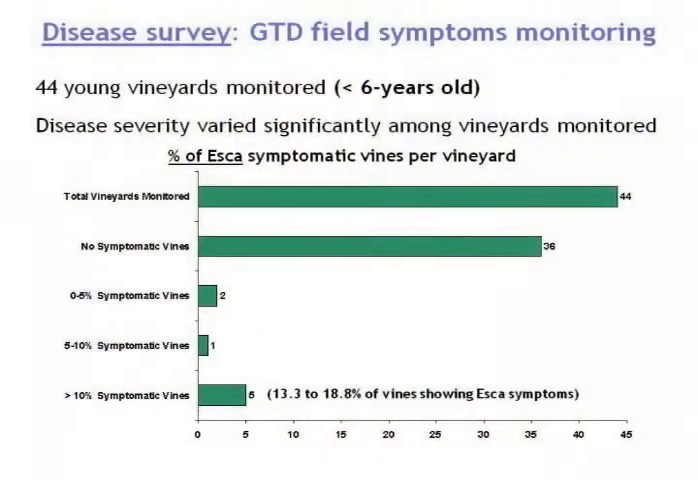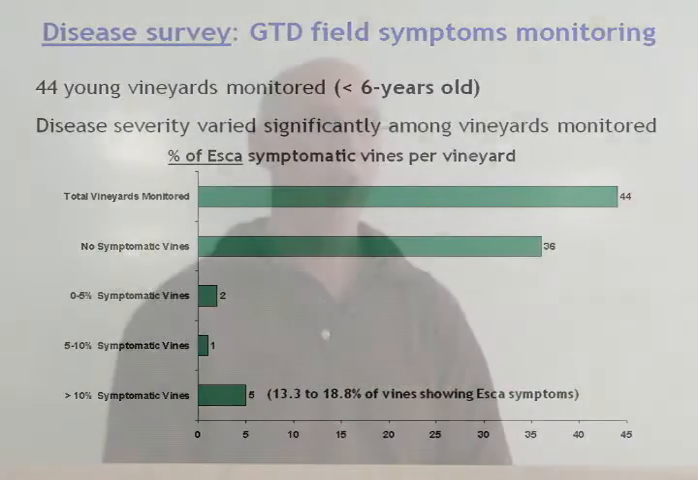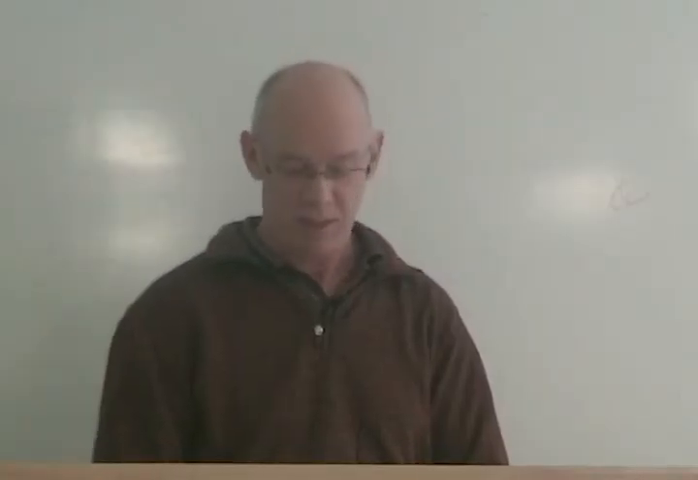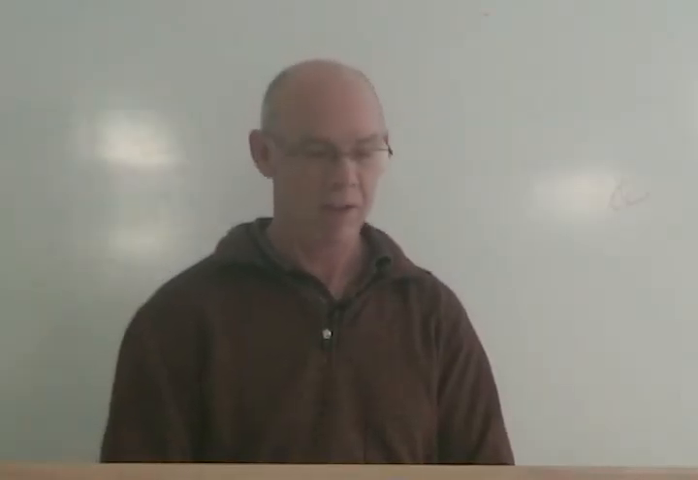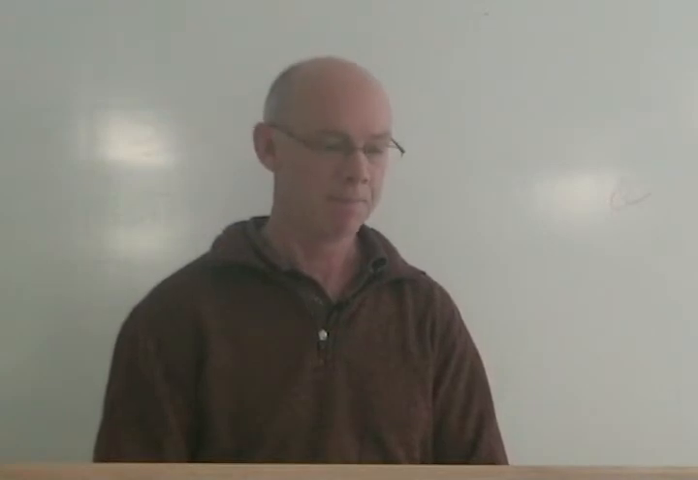If we look at, again, the same 44 young vineyards, but at ESCA symptoms, we see now that almost 36% of the 44 vineyards had no symptoms of ESCA, where 2 vineyards had between 0 and 5%, 1 vineyard had 5 to 10% symptomatic vines, and 5 vineyards had over 10%, and these ranged from 13 to 18% of symptomatic vines showing ESCA symptoms.